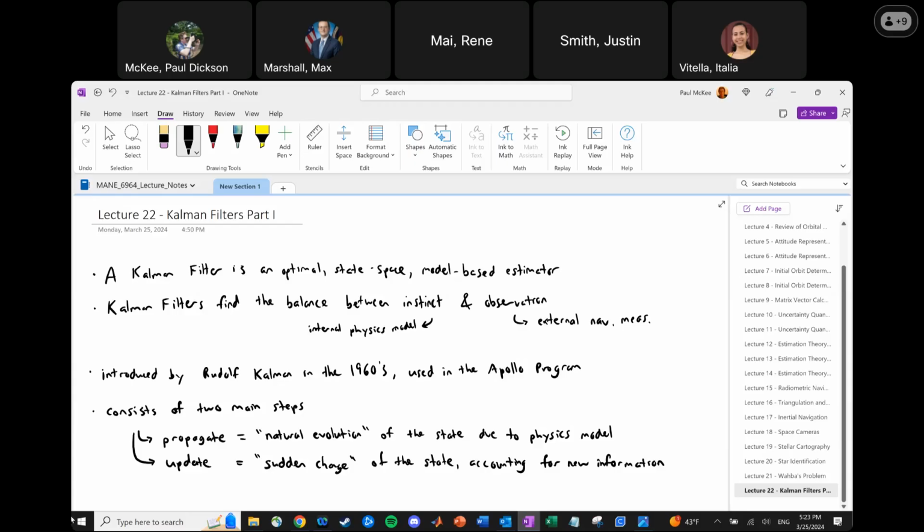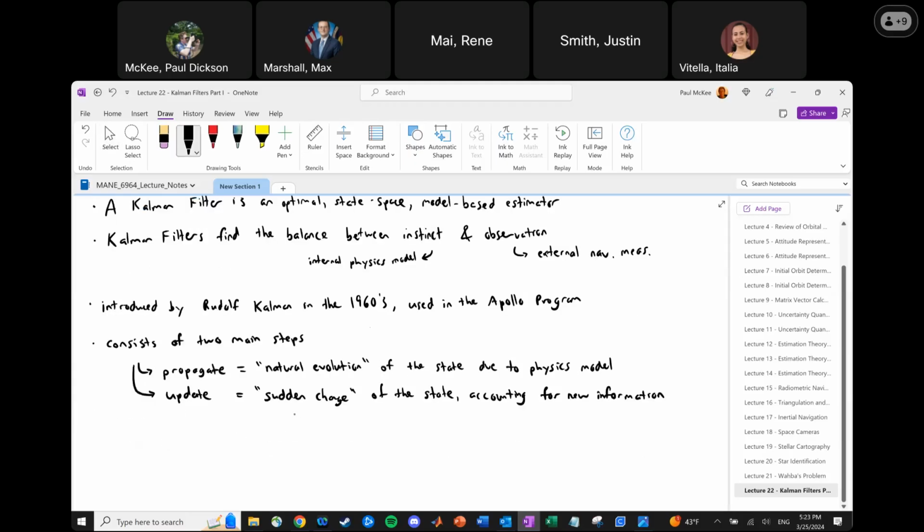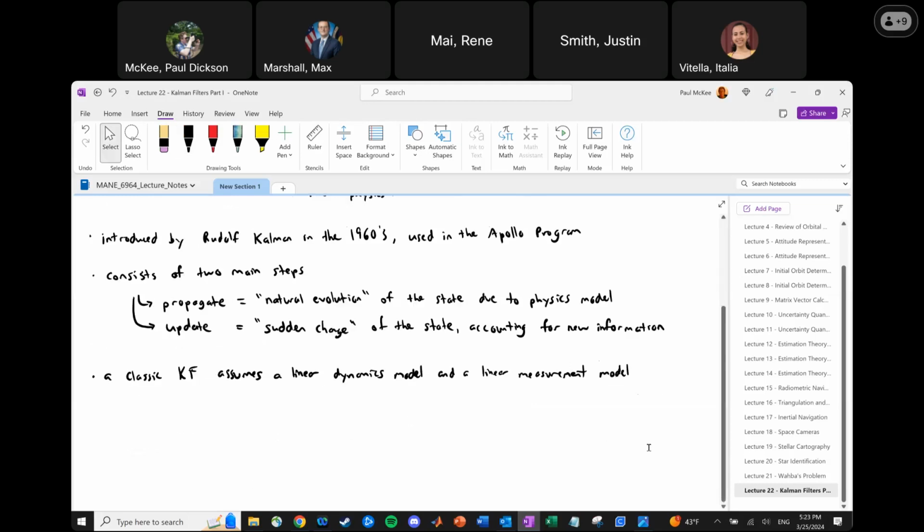So a classic Kalman filter, which we'll be talking about for the next two lectures, assumes a linear dynamics model and a linear measurement model. So you might be saying, but Paul, aren't most things nonlinear? Yep, but one thing at a time. We're going to talk about the linear Kalman filter, and then we're going to talk about the nonlinear or the extended Kalman filter in a couple of lectures. The extended Kalman filter is what you'll need for homework 5.